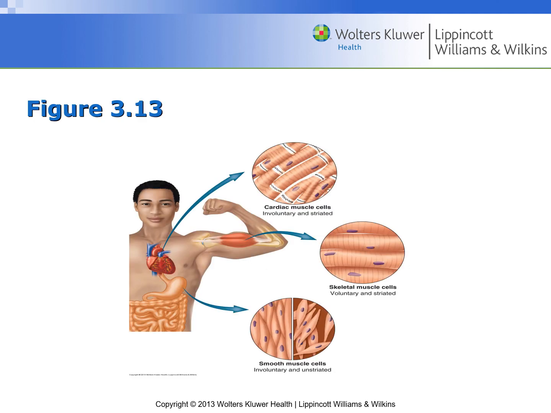Figure 3.13 in your textbook illustrates the three types of muscle tissue: cardiac muscle, smooth muscle, and skeletal muscle.